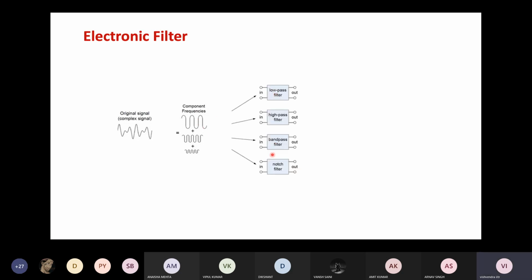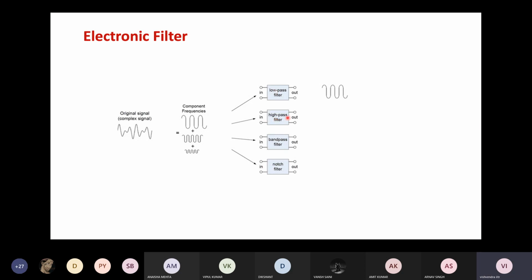Now we have four kinds of filters. One is the low pass filter, second is the high pass filter, third is the band pass filter, and fourth is the notch filter. So the low pass filter only allows the low frequency signals to pass through. So if we put all these signals at the input of the low pass filter, only the low frequency signal will pass through. Only this signal will pass through.